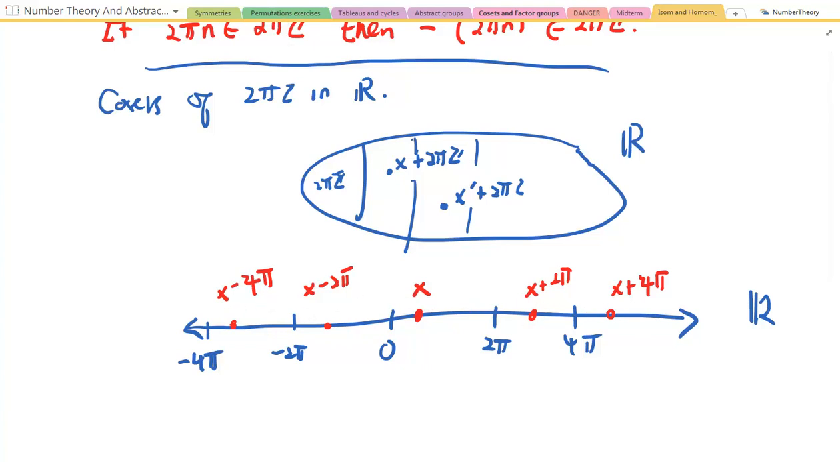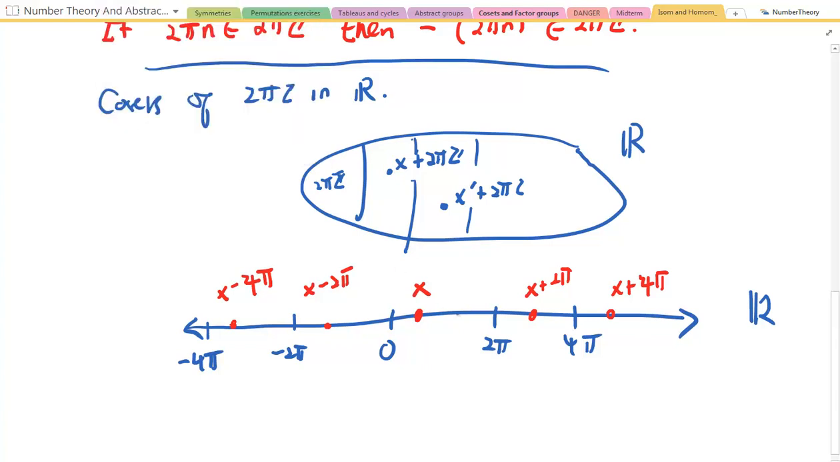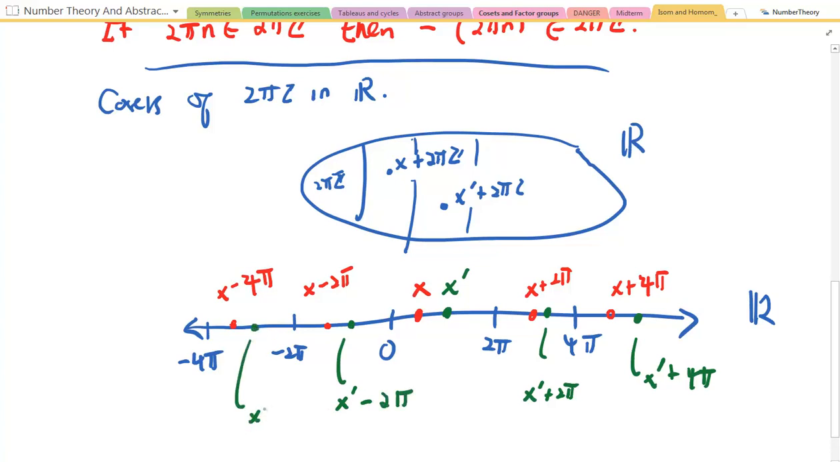Now, suppose I take a different x, which I could do. Let's call this x prime, kind of in the middle. Now, what are the elements of this coset? I take x prime plus every multiple of 2 pi. So here we'd have x prime plus 2 pi, here x prime plus 4 pi, here x prime minus 2 pi, and x prime minus 4 pi, and so on. So any real number x that I choose gives me a coset.